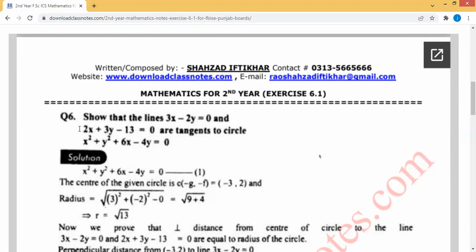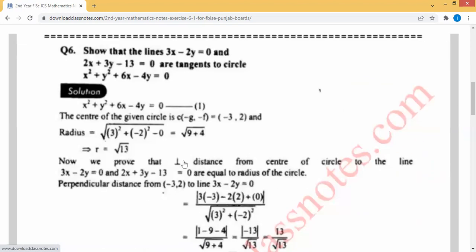Question six says: show that the lines given are tangent to the circle given. Now, the circle's equation is given as x² + y² + 6x − 4y = 0, from which I have to find the center and the radius. Now we prove that.